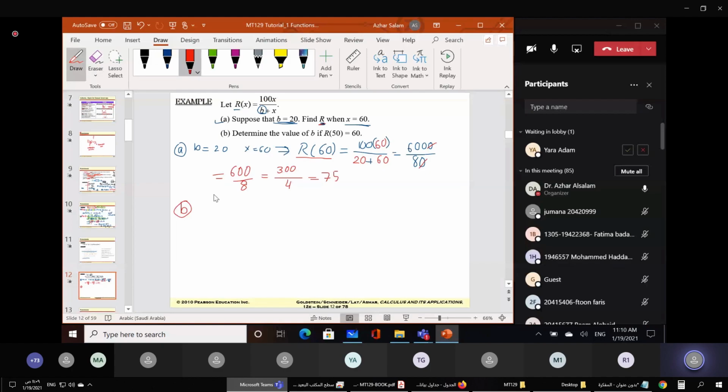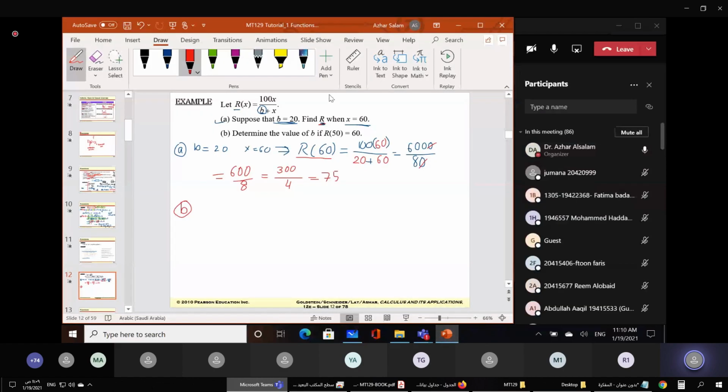Okay. Question B. Here, I have to find B. Note here that it's different. I have to find B. So I have R and I have X. So I have to find B.